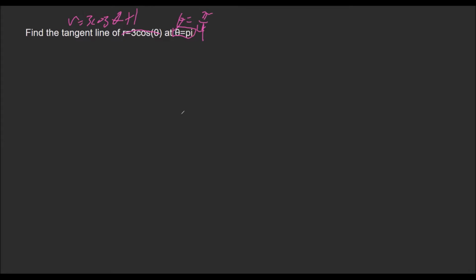So in order to find a polar tangent line, we're going to need the point at which we're trying to find our tangent line and the slope of the tangent line at that point. We're going to begin by finding the slope, and then later we can find the points. In order to find the slope, we're going to need to find dr d theta, also represented as dy d theta over dx d theta.